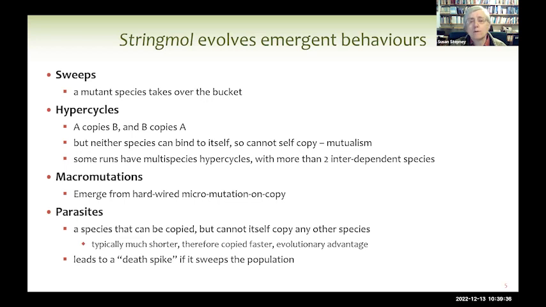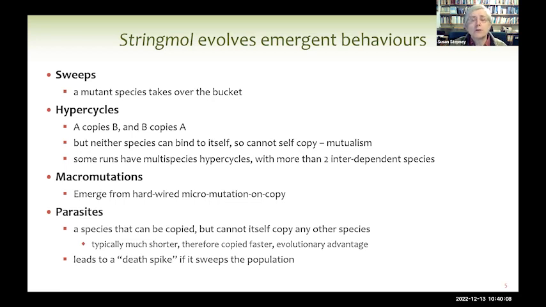Hypercycles evolve quite frequently, and a hypercycle is where string A copies a different string, string B, and B copies A. So there's some mutualism, A copies B, B copies A. But because of the way the strings have evolved, neither species can actually bind to a copy of itself, so it can't copy itself. So A requires B and B requires A in order to survive. And in fact, some runs have multi-species hypercycles with more than 2 of these interdependent species.